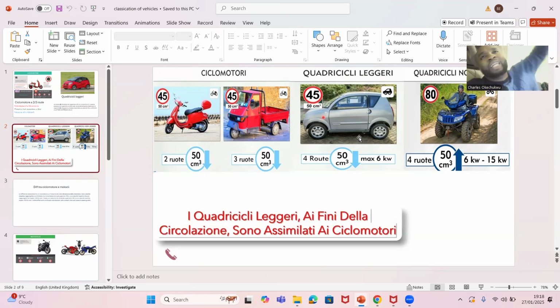That thing you are studying in your book, see the way I broke it down for you now. If you jot it down, you won't have trouble. So if you want to screenshot this, you can screenshot these things. So what have I done now? What will be ciclomotore? Definition.